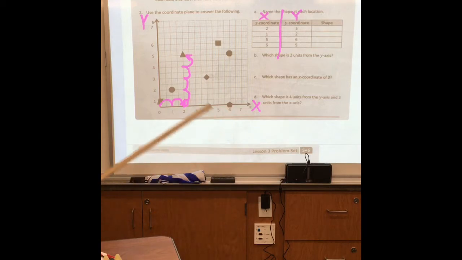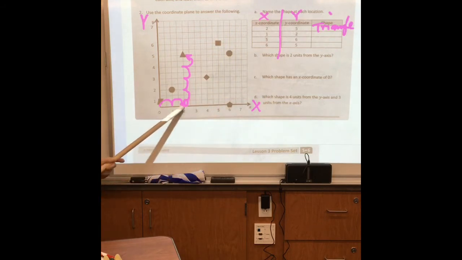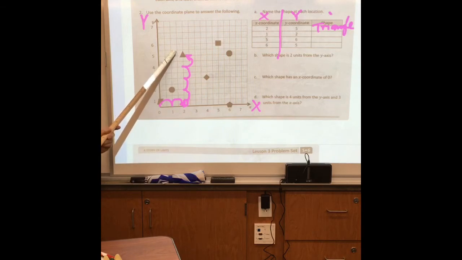Ooh. What shape is that? Triangle, right. So we're going to write that down. Triangle. All right, we got that. And then we're just going to do each one just like that. But remember, you have to count over on X first, then you can count up to Y.